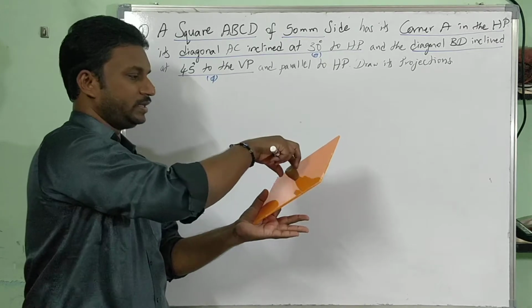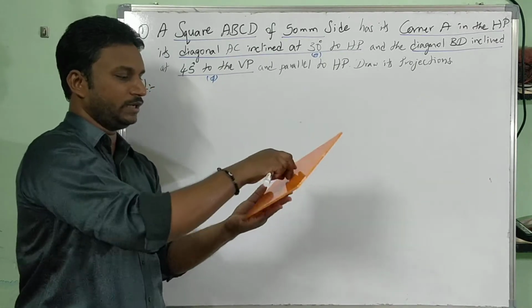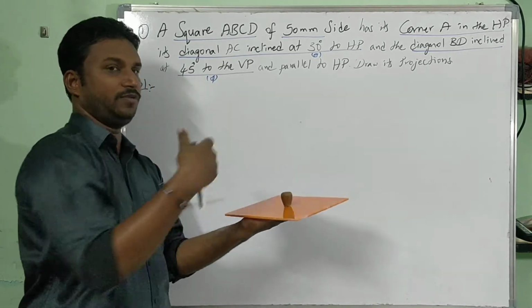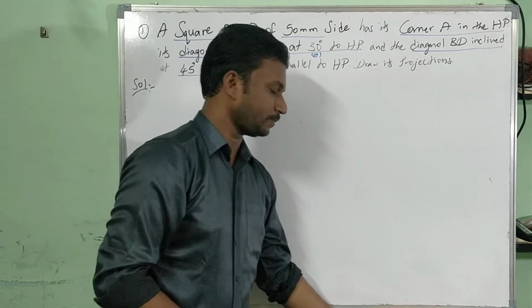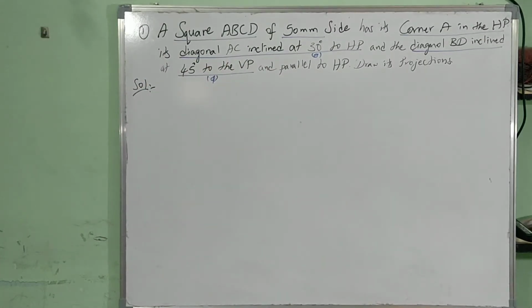Now this BD is inclined at 45 degrees to VP and inclined at 30 degrees to HP. Remove the 45 degrees, it will come like this. Remove the 30 degrees, it will fall on HP. Now in the top view you can draw the true shape, and the front view is a straight line. Let me draw one by one. Try to understand the problem with respect to steps.